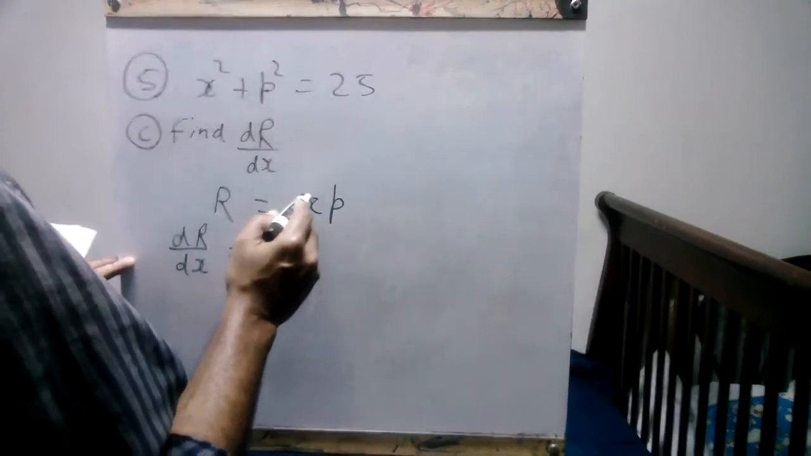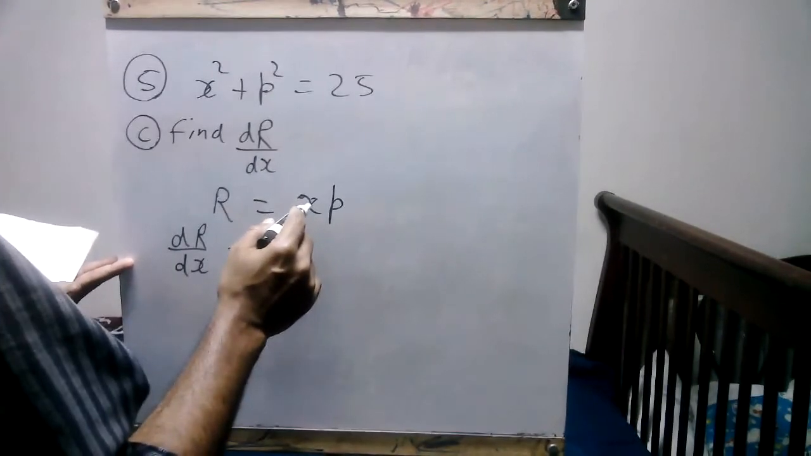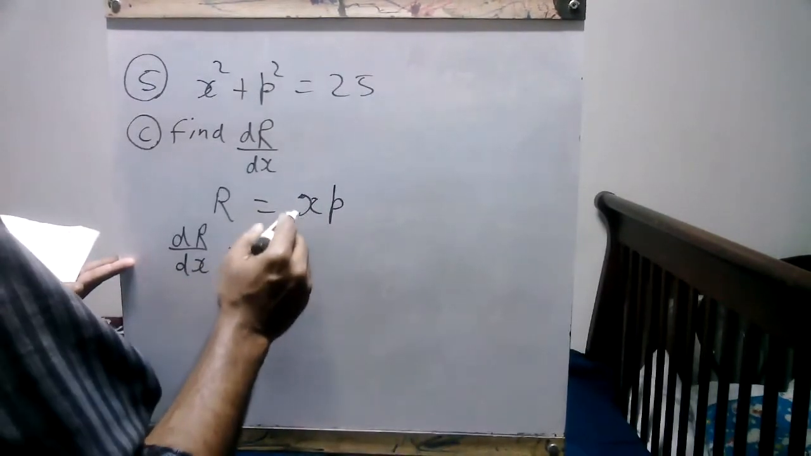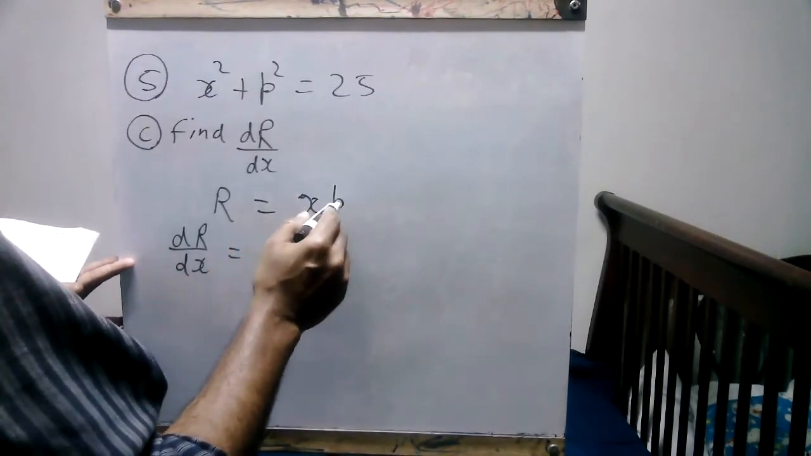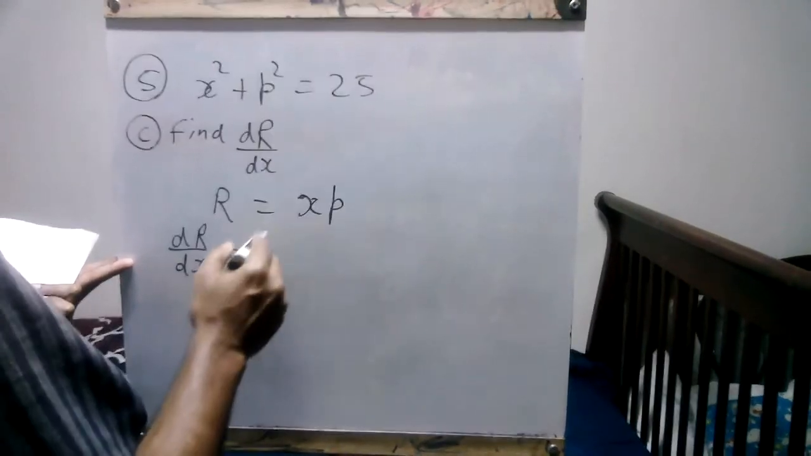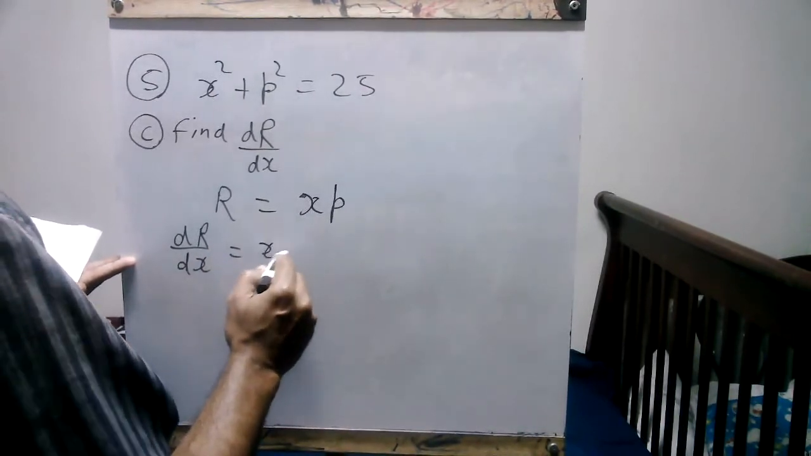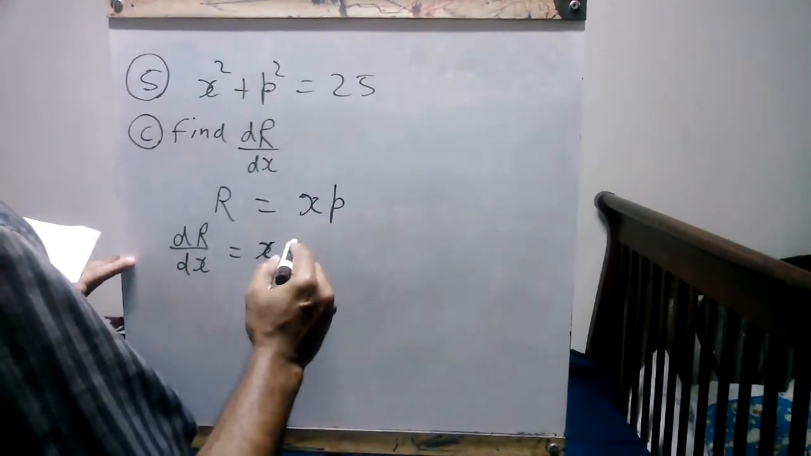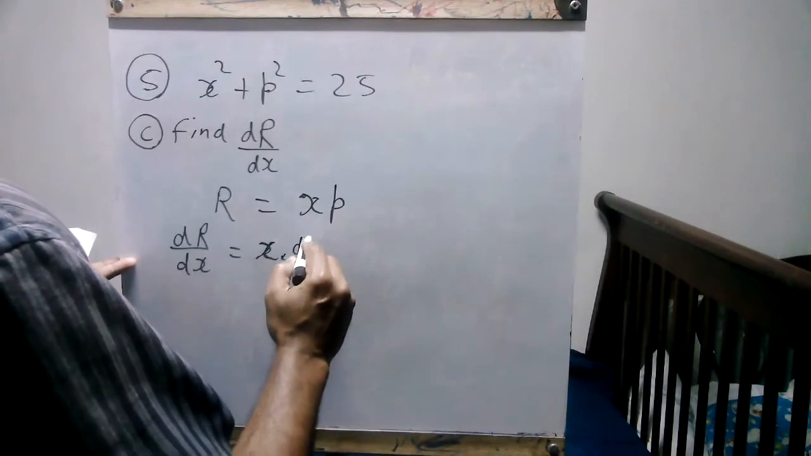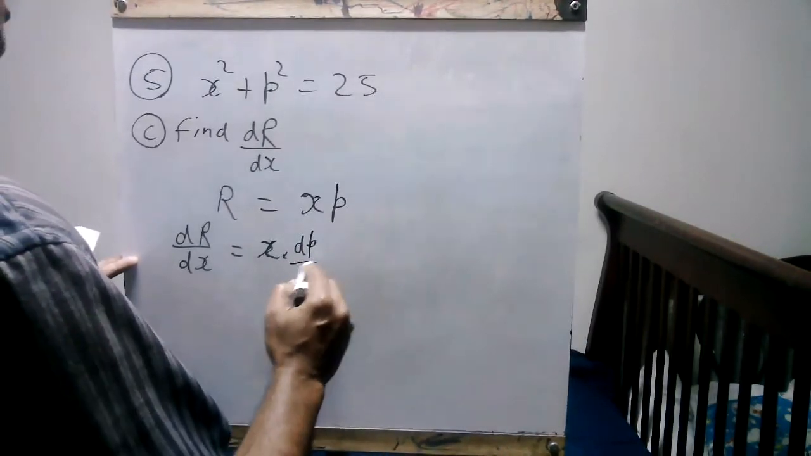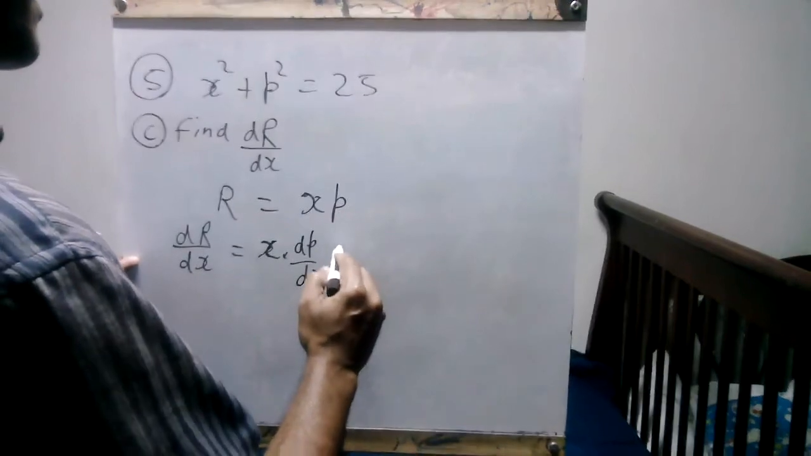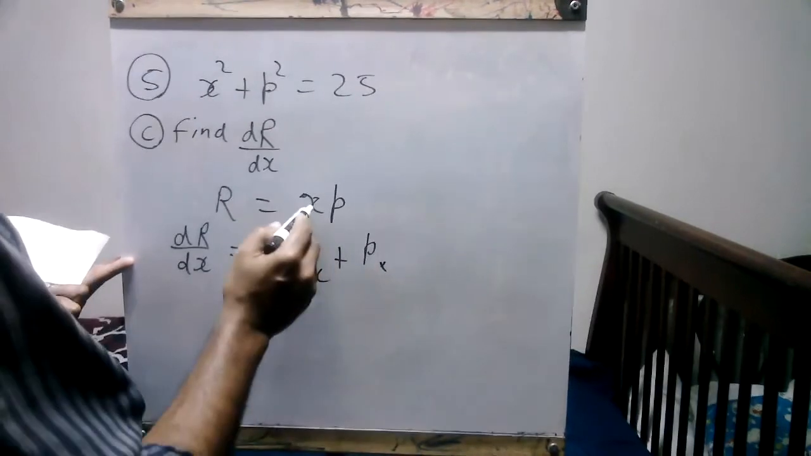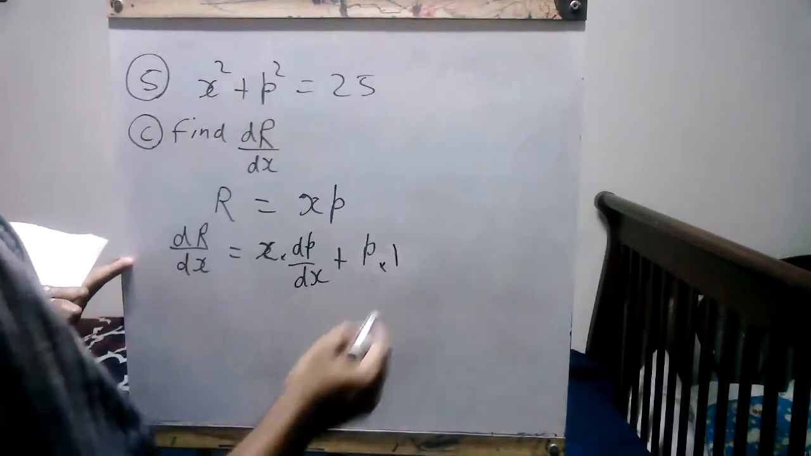dR/dx equals, we again use the same product rule. This is a product of two things: u times v prime plus v times u prime. x times the derivative of p, dp/dx, plus p times the derivative of x with respect to x, which is 1.